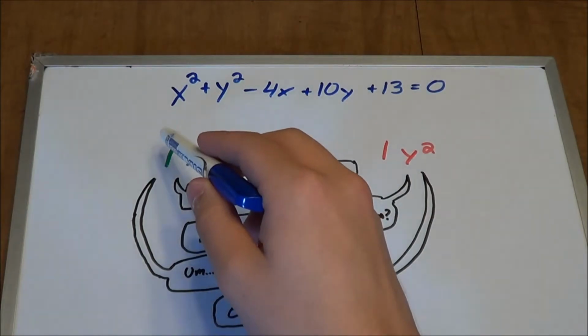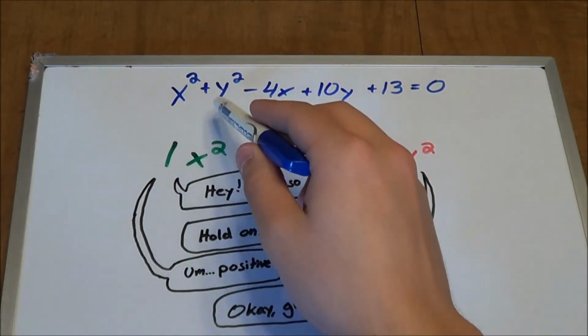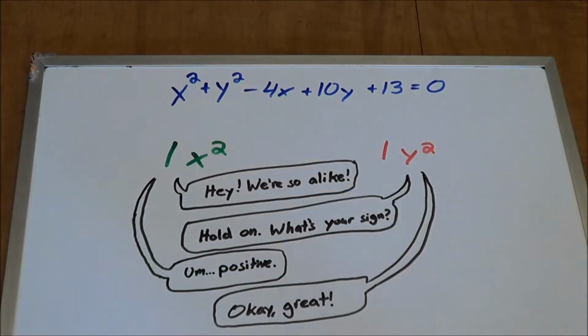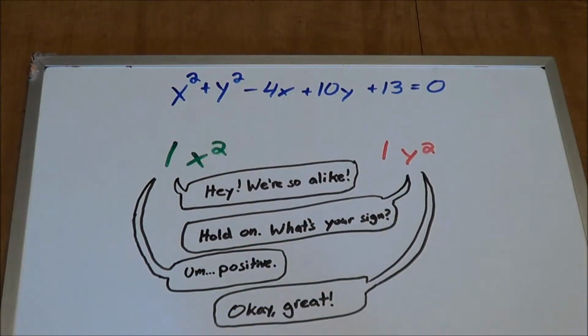If there are both x squareds and y squareds, then you need to look at the coefficients next to these squareds. If they are the same, it is a circle. And yes, negative signs matter here. 4 and negative 4 do not count as the same in this case. Both have coefficients of 1 in this case, so it's definitely a circle.